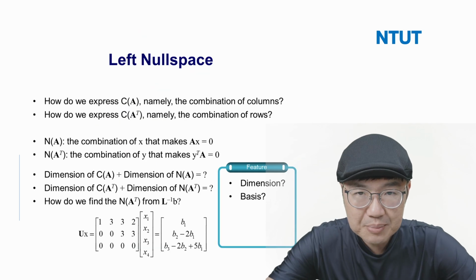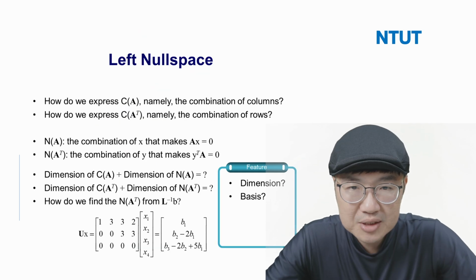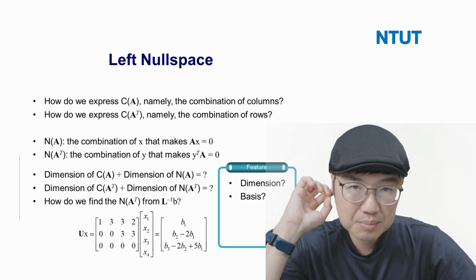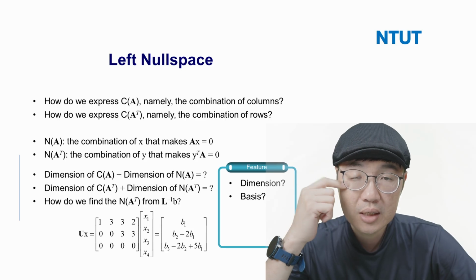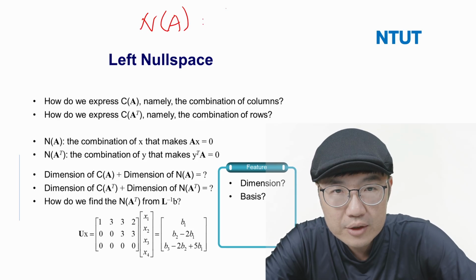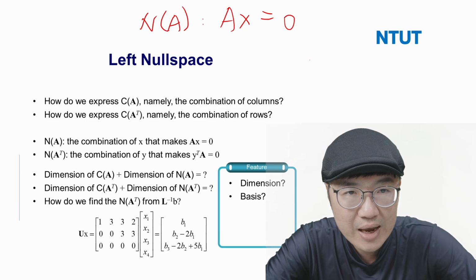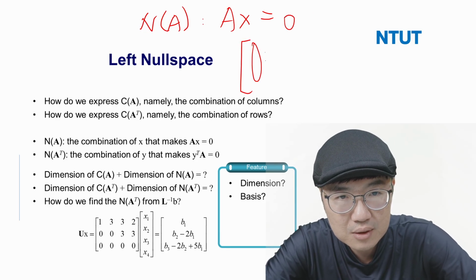This also connects the number of independent columns and the number of independent rows in A. The last subspace here is the left null space. To fully know the left null space, we have to borrow what we learned in null space. Null space means the x that makes Ax equals 0.